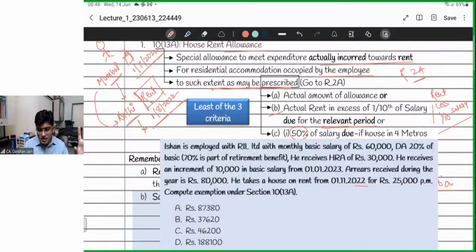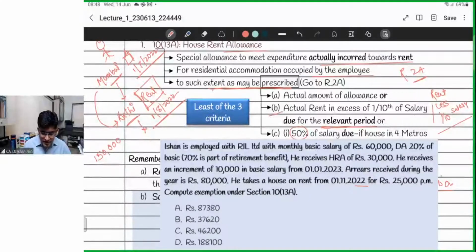That is what I'm concerned with, right? If I were to find out the exemption, I'm concerned with only these 5 months. During these 5 months, I have received an HRA of 1,50,000. Do you all agree with me? If HRA is 30,000 rupees per month, 1,50,000 is the HRA that I have actually received. So maximum exemption cannot exceed 1,50,000, right?